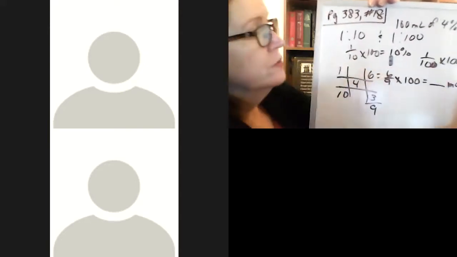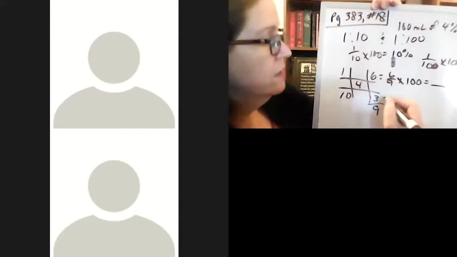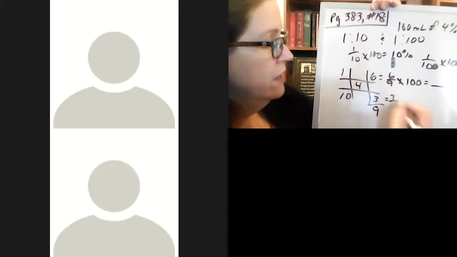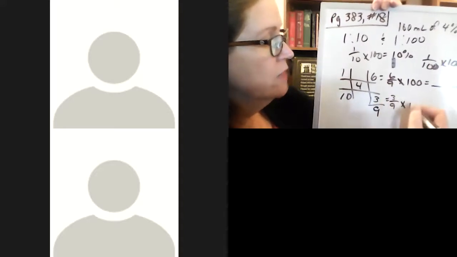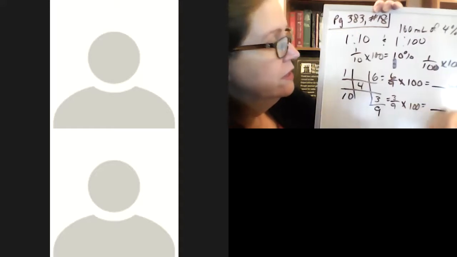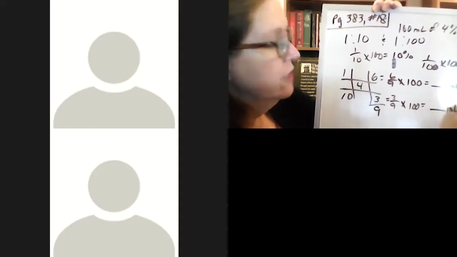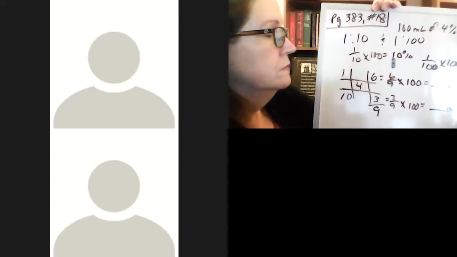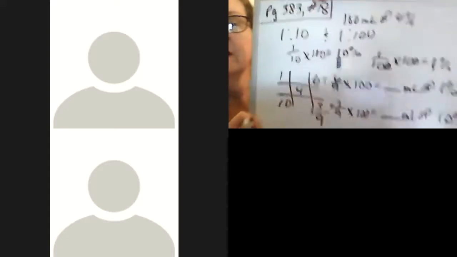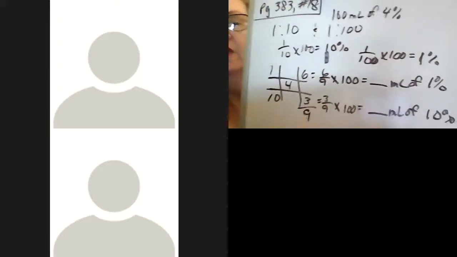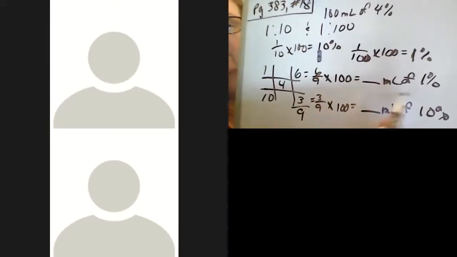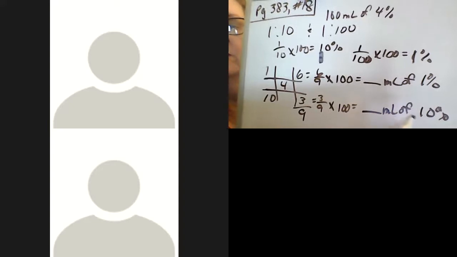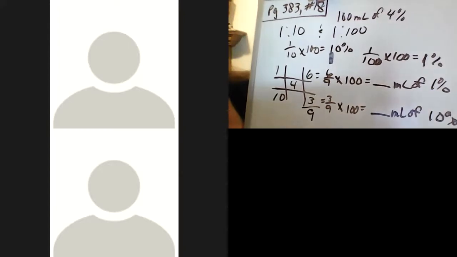1%, 1%, 1%. And down here, I'm going to have 3/9 times 100, which is going to give me a certain number of milliliters of, which one? 10%. So now you can do the math. I like doing the setup first because now I'm not going to accidentally say that this is my 10% and this is my 1%, right? Yes. So it's 66.66 and then 33.33.